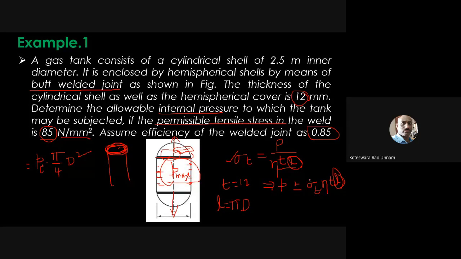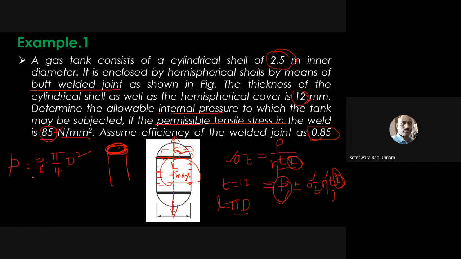In this equation, sigma T is given as 85, eta, the efficiency of the joint, is given as 0.85, T is given as 12 mm, and L we just computed from the circumference of the cylinder, which is pi into D. D is 2.5 meters, that is also given. So I can easily calculate this P value by substituting all those values.